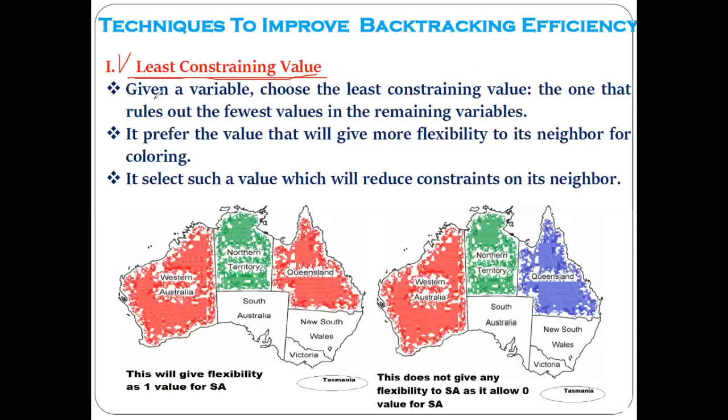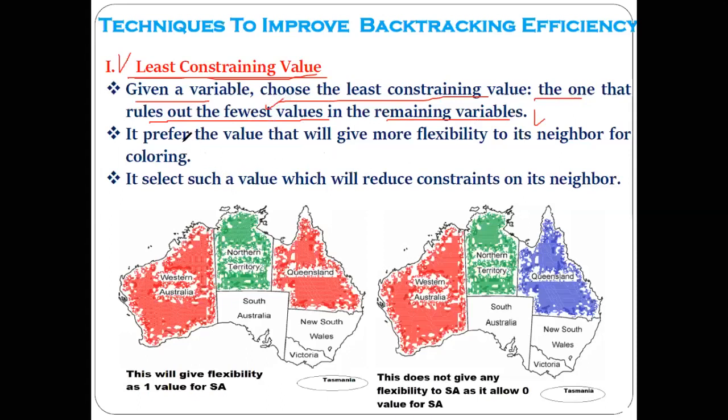First you need to understand what exactly it means, and then we can apply it to the example. Okay. So when we are given a number of variables, we need to choose the least constraining value. What kind of value? Least constraining in the sense, the one particular value that rules out the fewest values in the remaining variables. Until you see the example, you will not understand what exactly it means. Just listen. So least constraining value, in the sense, the value which rules out the fewest values in the remaining variables.